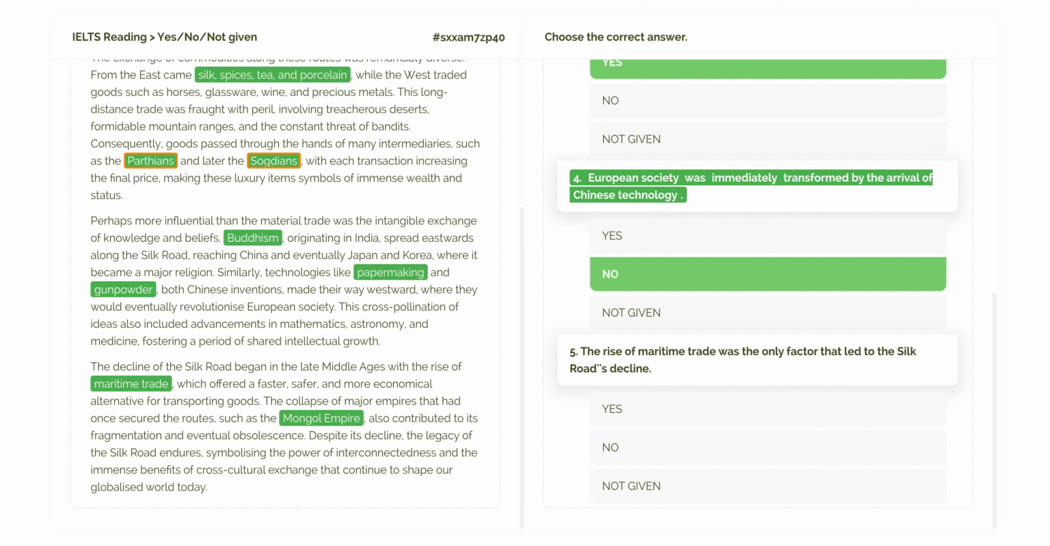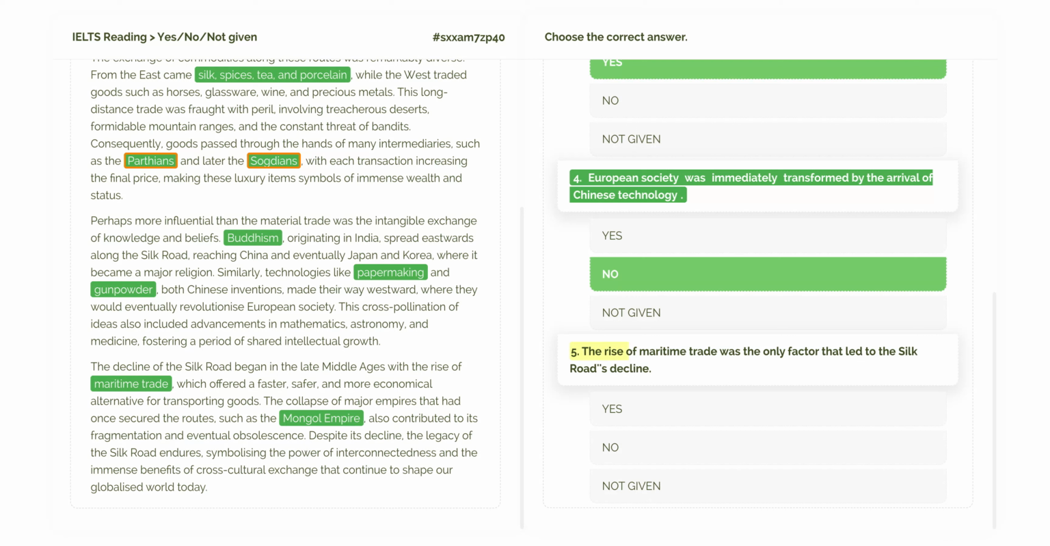The correct answer is no. Paragraph 3 states that Chinese inventions like papermaking and gunpowder made their way westward, where they would eventually revolutionize European society. The word eventually means over a long period of time, which directly contradicts the word immediately in the question. Therefore, the statement is false according to the text.